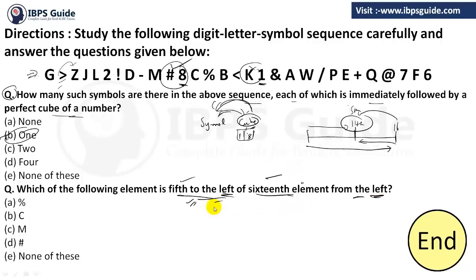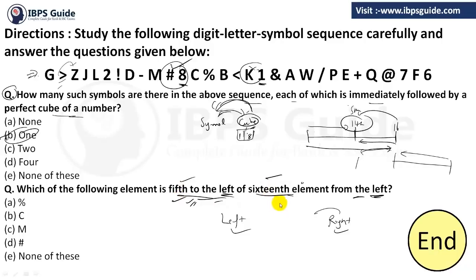Clear? But when it is left and right, you have to go from the 5th to the left of which element? The 16th from the right hand. So first of all you have to go 16th from the right hand and then 5th to the left hand. So in this case they will be added up. So when you have different left and right, the values will be added up. When they are the same, the values will be subtracted.